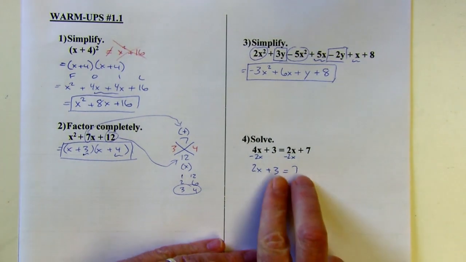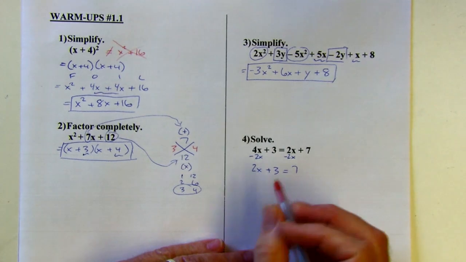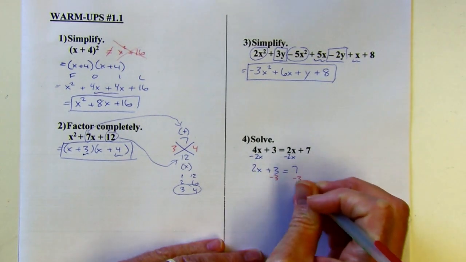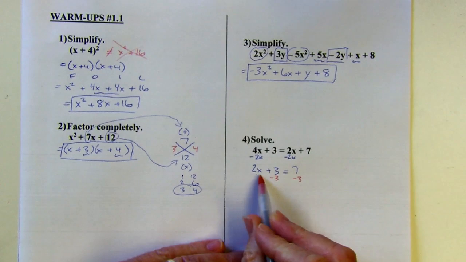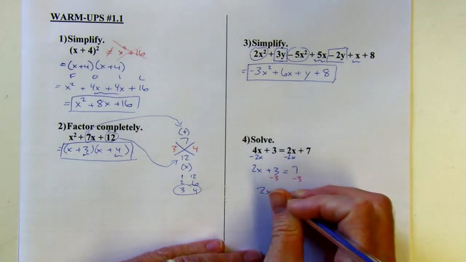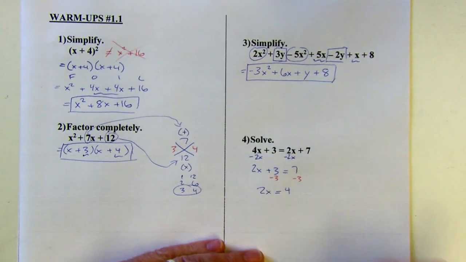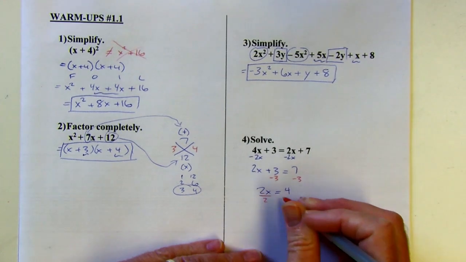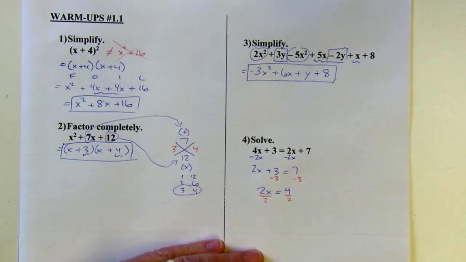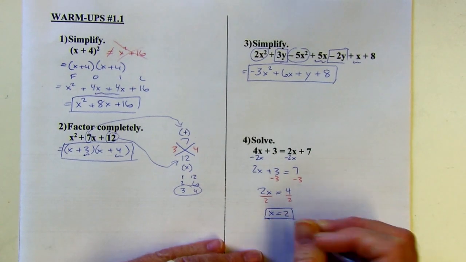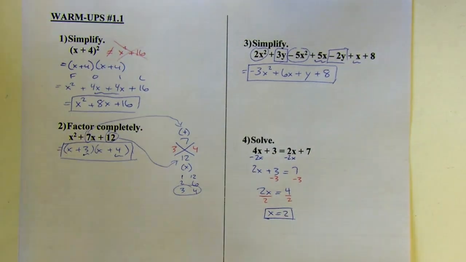I still have these like terms which I want to combine, and I want to isolate the x. So I'd rather subtract 3 from both sides than subtract 7 because I'm trying to get the x by itself. Okay, so then 2x is going to equal 4, and the last step would be to divide by 2. So that's the opposite of multiplying by 2. And then I get x equals 2, and that is my solution. And that is the end of the warm-up, and I'll see you next time.